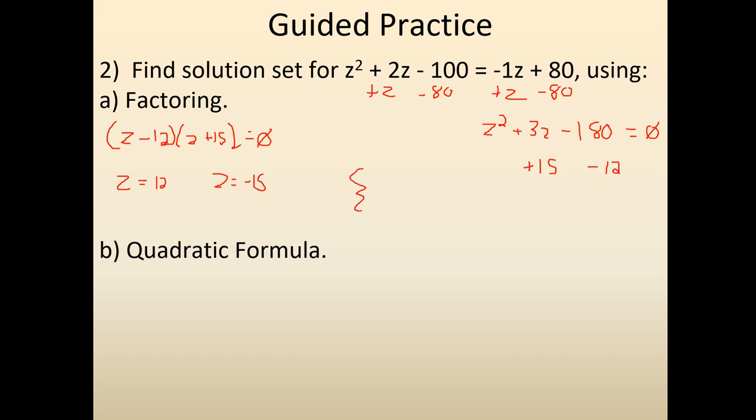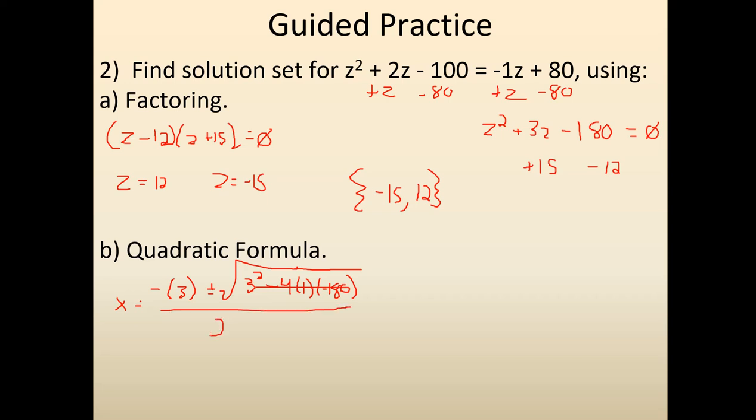So my solution set would be negative 15 and 12. The quadratic formula, when I go to write it out, it's negative 3 plus or minus the square root of 3 squared minus 4, 1 times negative 180, all over 2 times 1.